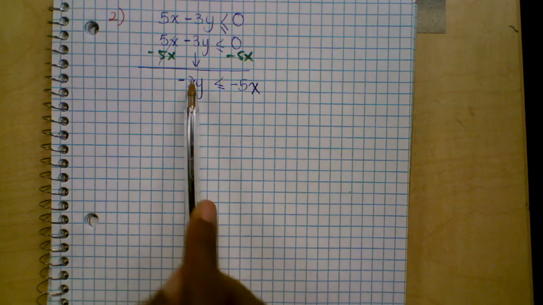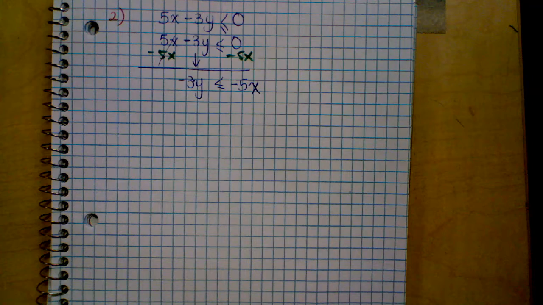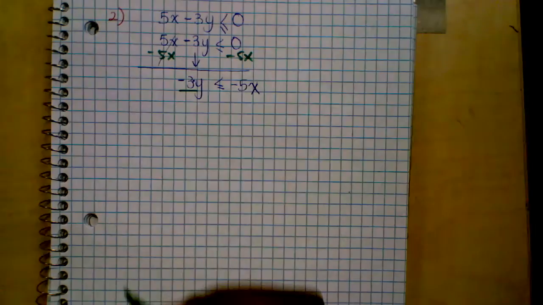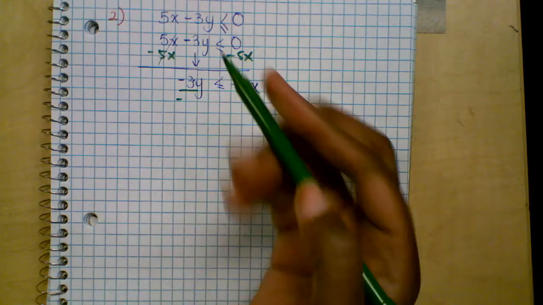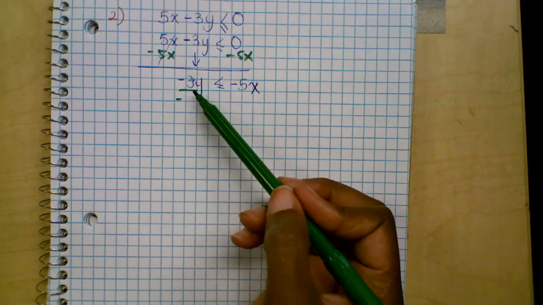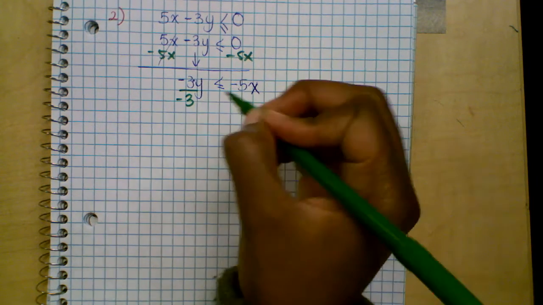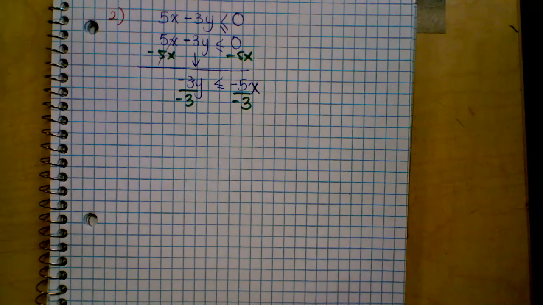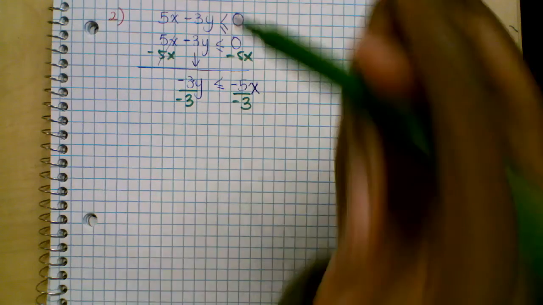So to undo multiplication by negative 3, what are you going to do? You're going to divide by the same number, the coefficient of y, which is negative 3. And you have to do that on both sides, right? Because you don't want to change the inequality that was given originally.